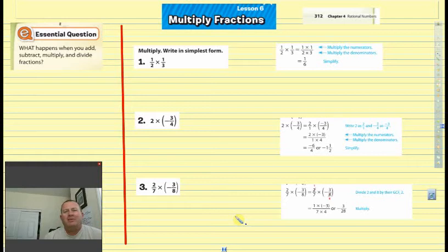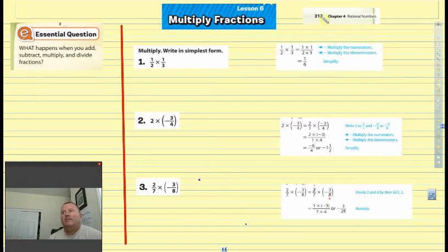Why do you need your book? Well, sometimes there's stuff in your book that you might not be able to see on the screen, but it's in your book and it's almost like having two monitors. So have it out, turn to page 312. It's up here at the top. So go ahead and find it.